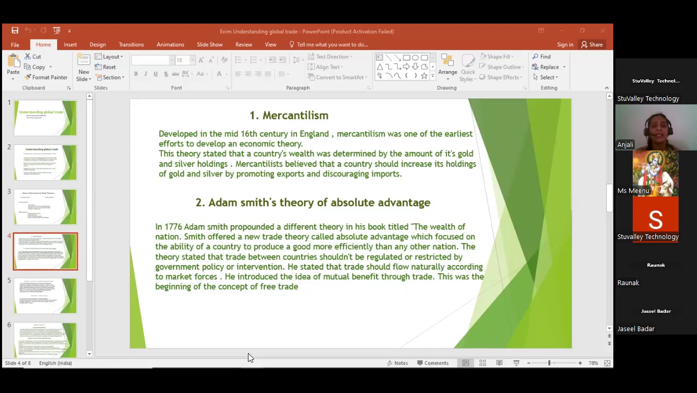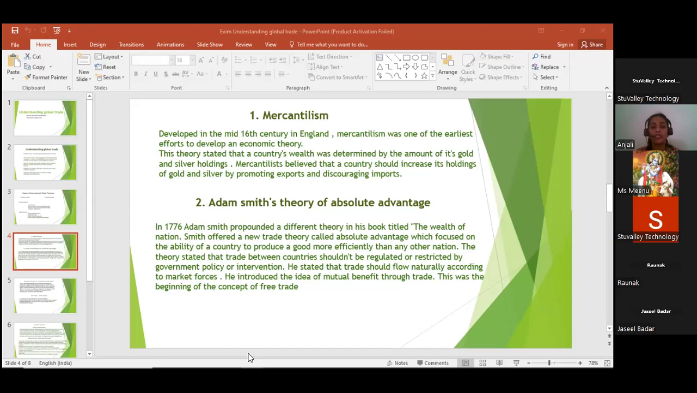In this theory, he stated that trade between two countries should not be regulated or restricted by government policies, or by any kind of taxes. Trade should flow naturally according to market forces. He introduced the idea of mutual benefit through trade. For example, each country should export the goods in which it has an absolute advantage in production. So it was the beginning of the concept of free trade.